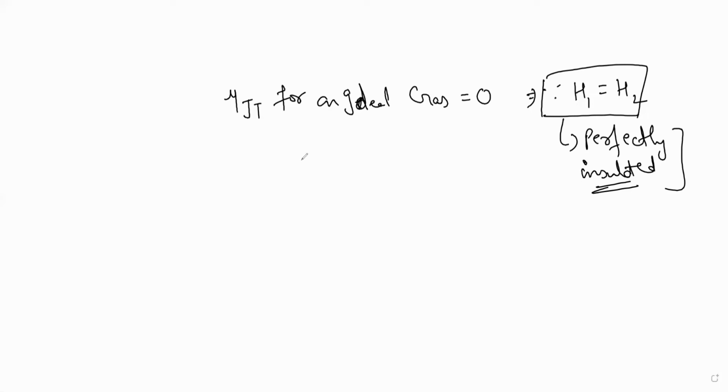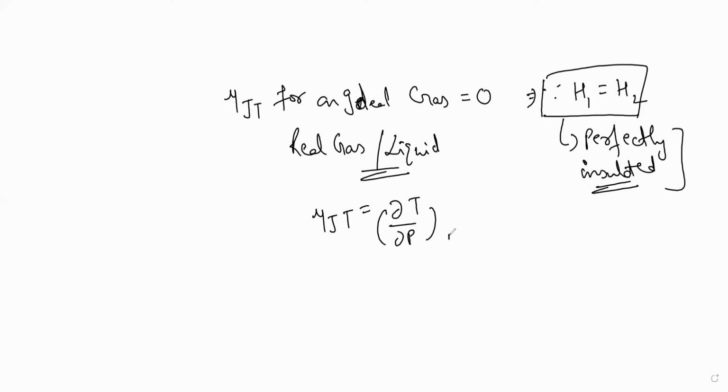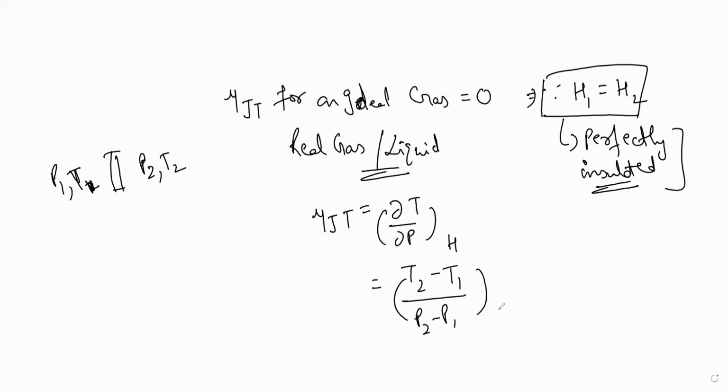Now let us try to expand this for real gases and liquids. The formula was mu JT equals del T by del P at constant H. So we have to calculate the change in temperature. del T will be T2 minus T1, as I have drawn in the diagram also. After the throttle, it is P2, T2, and before the throttle it is P1 and T1. So let this be T2 minus T1, and this be P2 minus P1, at constant H.